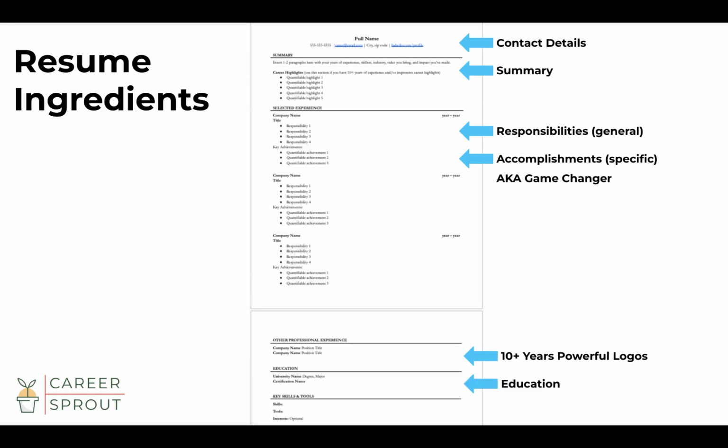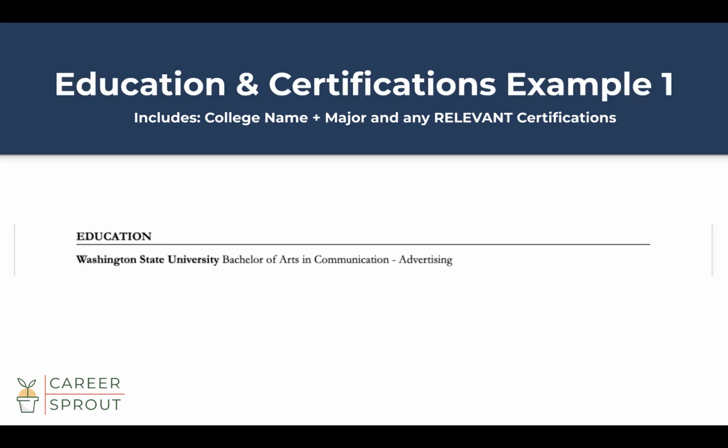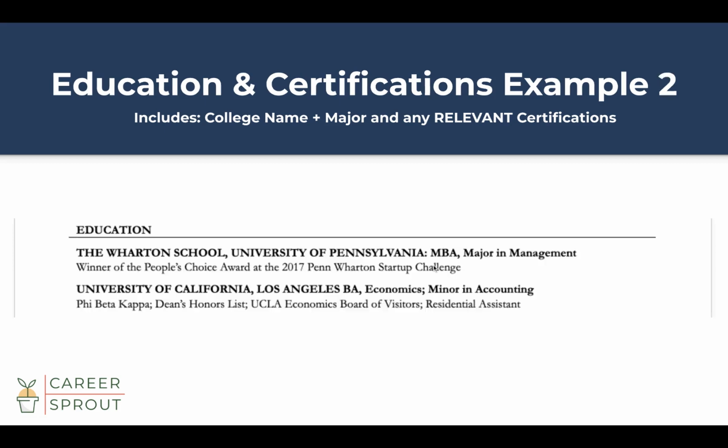Last main, I would say, straightforward section is going to be your education. And again, don't want you to overthink this. This is just going to be your college name, or university name, your major, and any relevant certifications that you have. So this person didn't have any certifications, but they went to college, so they just listed it out right there. Education, it's the university name, the degree that you got, and what it was in.